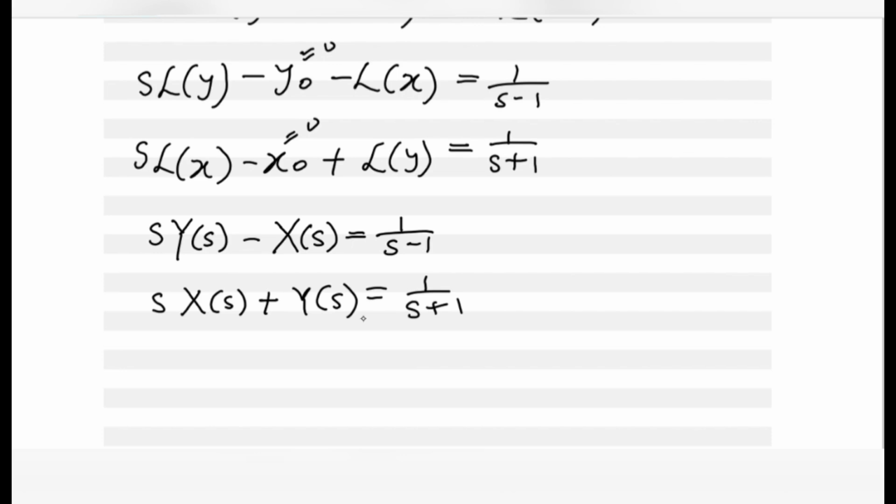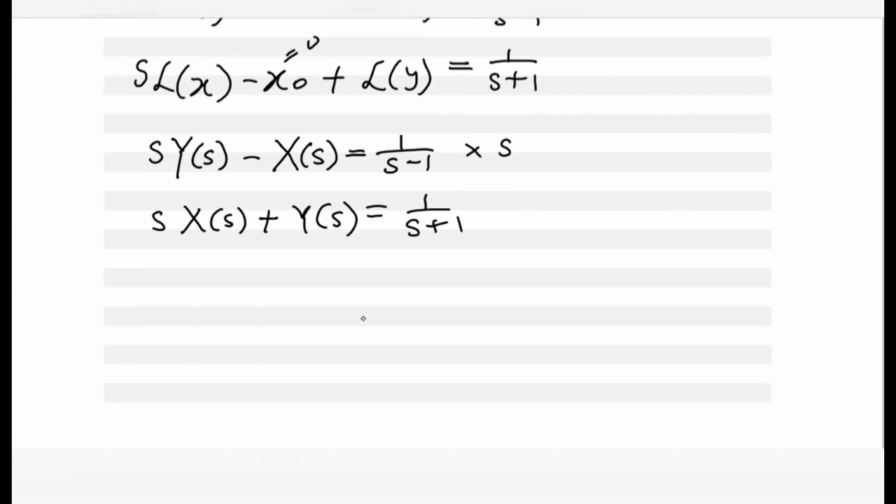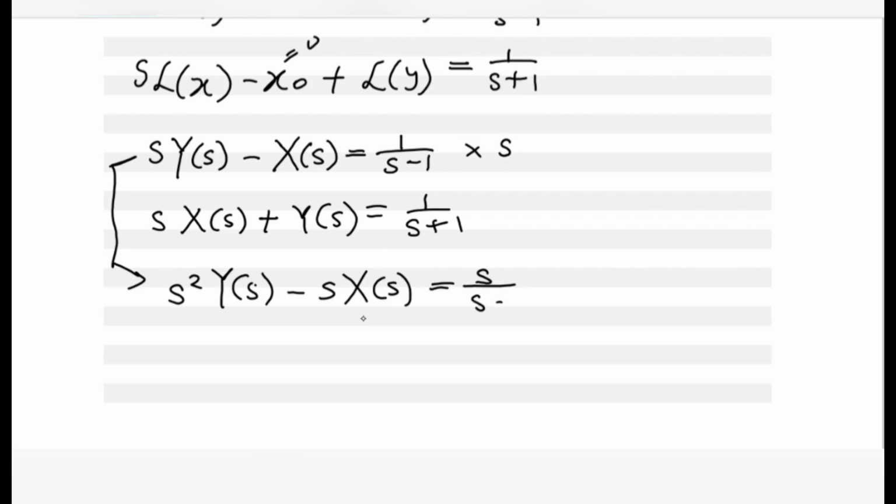Okay, and we can do this by multiplying this equation by s. And if we do that, for this first equation, it will be s squared Y of s minus s X of s. This will give us s over s minus 1. And the second equation is just what it is, s X of s plus Y of s being equal to 1 over s plus 1.